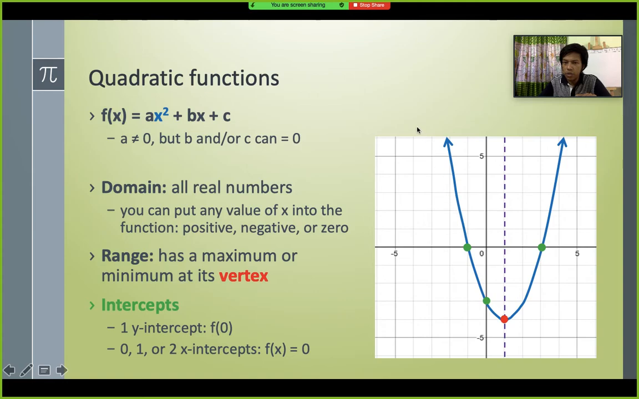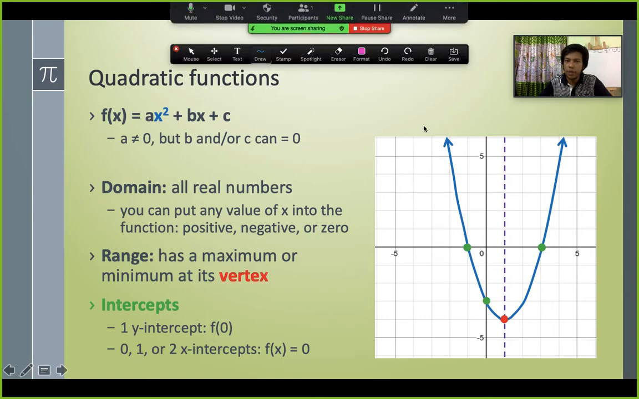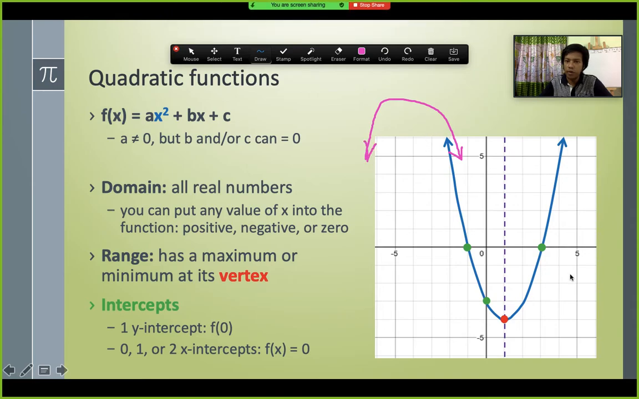Because the line will go this way forever, and this way also forever. If it is a down-opening parabola, the same will happen. The line will go forever in both directions, positive and negative.